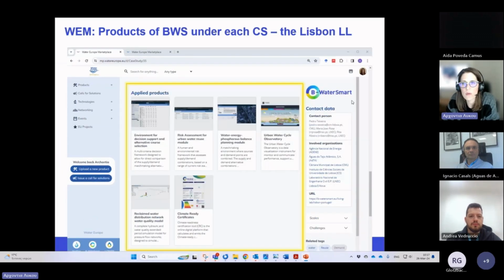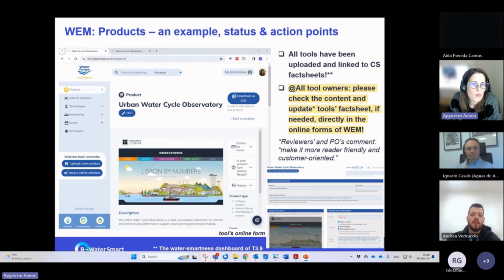So here, for example, you may see the Lisbon Living Lab. I've selected this one because it's the case with, let's say, the highest number of tools applied. Here you may see the 6 tools that are being applied in this living lab. Similarly, under each living lab, you may see the ones that are applied in that case. Now, here you may see a typical fact sheet of a tool. Here you may see the Urban Water Cycle Observatory.